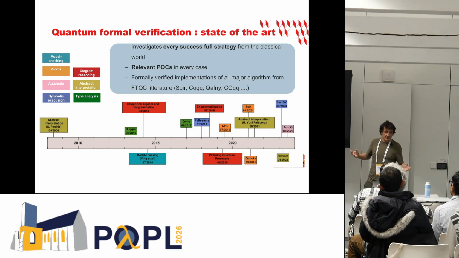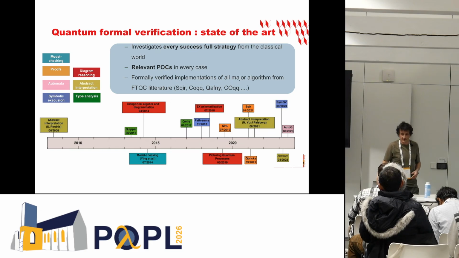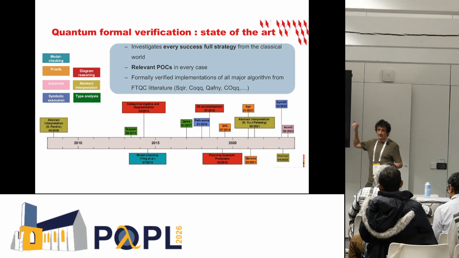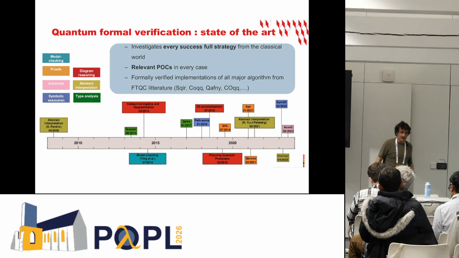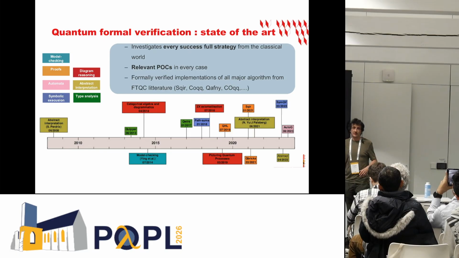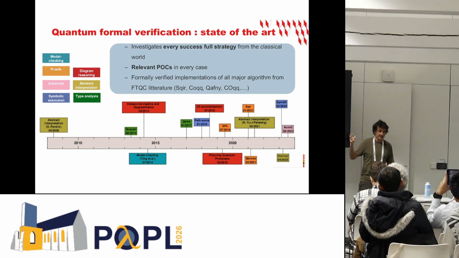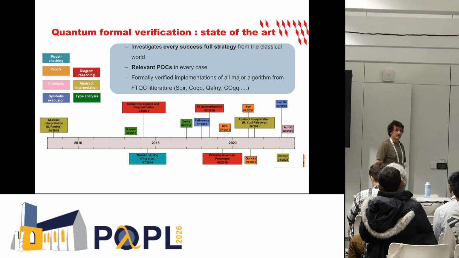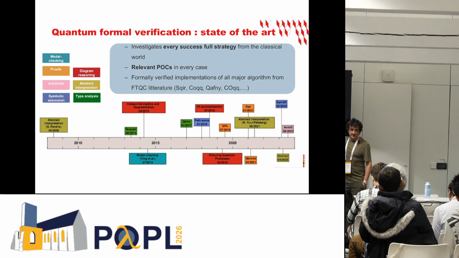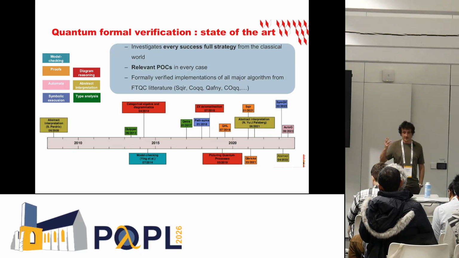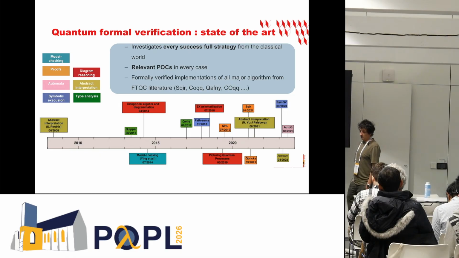And so, in every case, basically, we end up with relevant proofs of concept. Especially when the formal verification of quantum programs is at stake, there are several propositions that proved able to implement, specify, and formally verify all the major standard literature from the quantum algorithms, at least in the FTQC case. So I think about Grover, phase estimation, Shor, and so on.